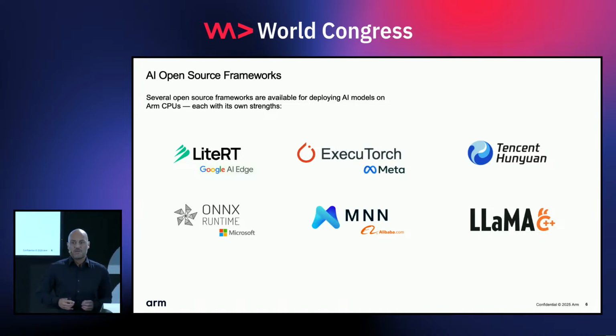Some of them are great, for instance, for running particular large language models. For instance, LiteRT is great for the Gemma performance, just to give an example. Or ExecuTorch is great for running Llama models. Or the ONNX Runtime may be for the Phi models as well. Or others might be better for running large language models, or others might be great to run convolutional-based neural networks.